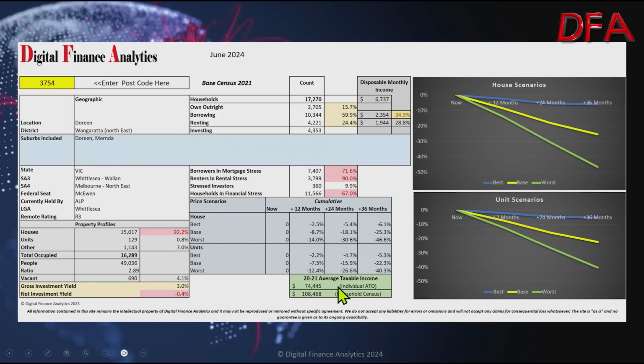Average taxable is 74,000. The household census at 108, so once again, multiple incomes going to pay the mortgage. Disposable monthly is $6,700 a month on average, with 34.9% going on the typical mortgage at $2,354 and the typical rent at 28%, $1,944. Looking at the scenarios, significant falls even in the best case scenario in the next 3 years. The base case, a more significant fall, and the worst case, falling off a cliff, and units following suit.